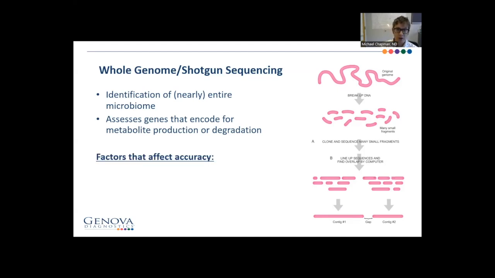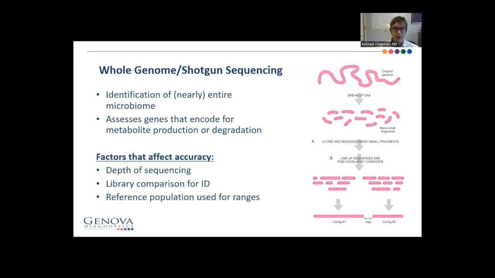There are some things to know about whole genome sequencing when it comes to accuracy. The first one is that the depth of sequencing is hugely important. You can have a very superficial layer of sequencing that will probably give you some inaccuracies here and there, or you can go really, really deep, meaning you're reading over and over and over again to get really superb accuracy. So that's important. And then you also have to have a really great library to be able to identify the organisms that you're finding. So those are very, very important.